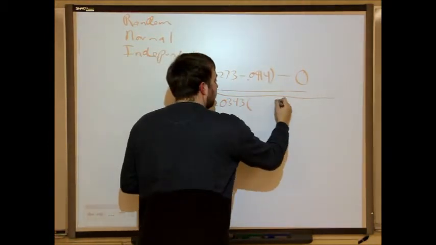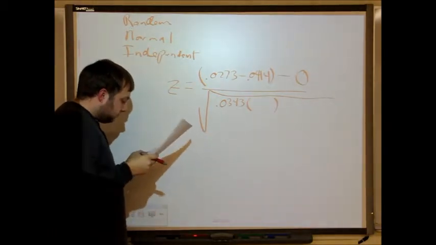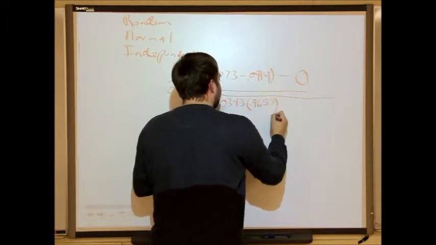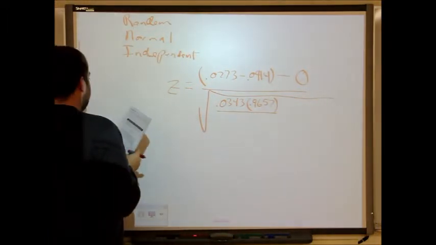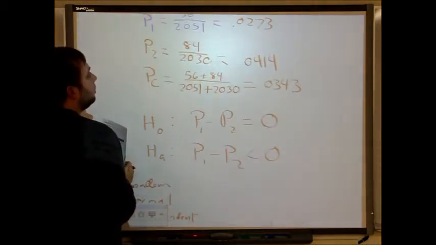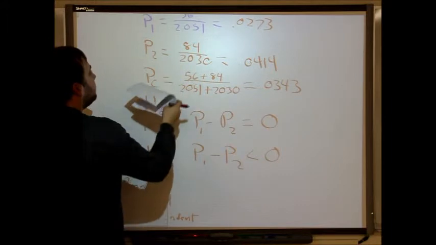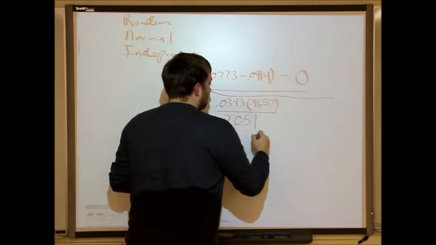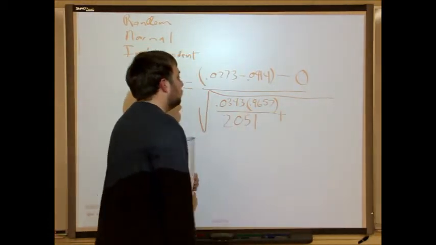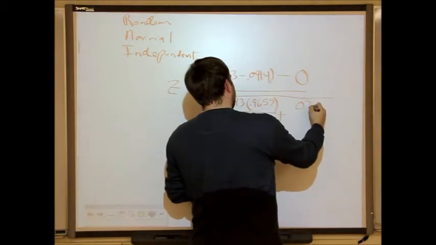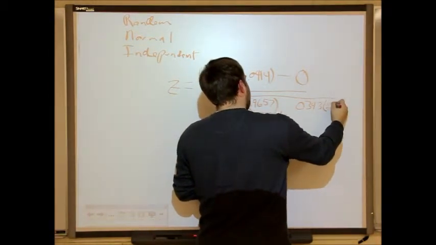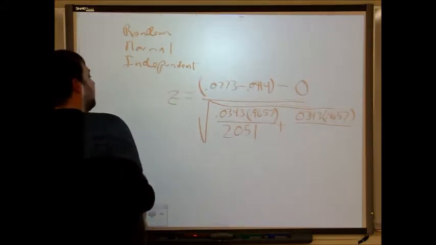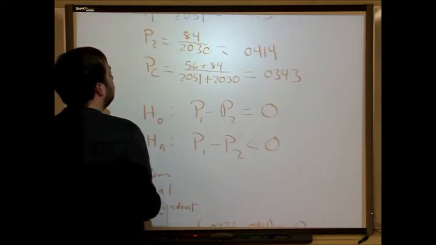Okay, and then its difference, or its opposite. And the opposite of that, I believe, is 0.9657. All over. Well, how many was in the first group? 2051. 2051 was in the first group. Okay? Plus another one, 0.0343 times 0.9657. All over a total of how many were in that second group? 2030.